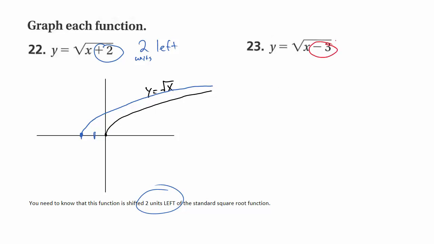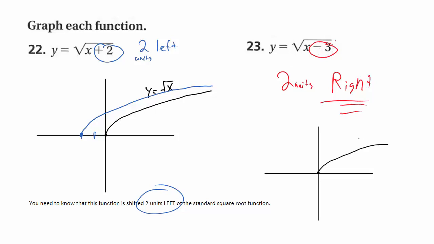For number 23, it's very similar, but instead of plus a number inside the radical, it's minus a number. So this actually shifts it, that should be 3 units. It shifts it 3 units to the right.